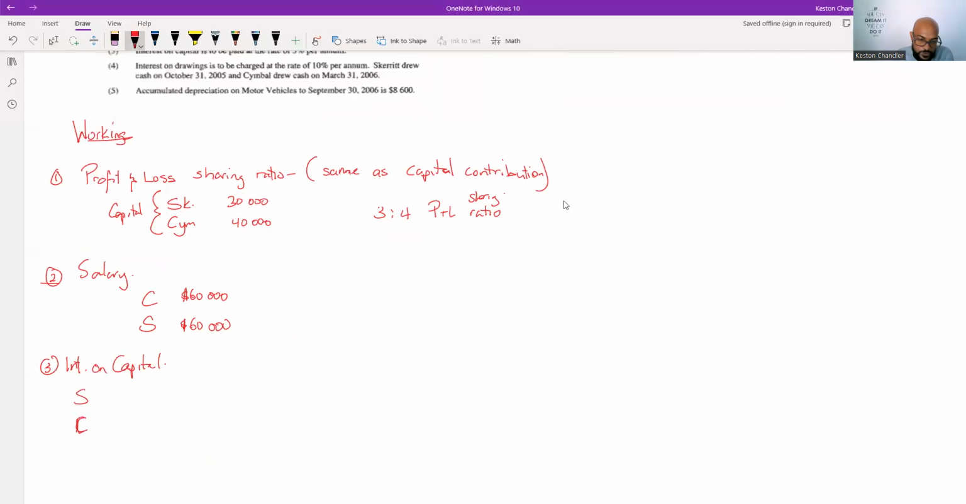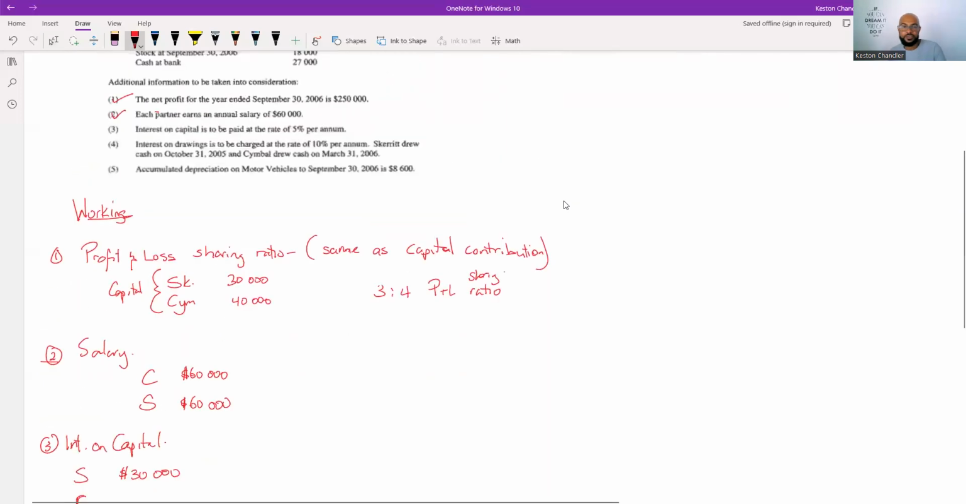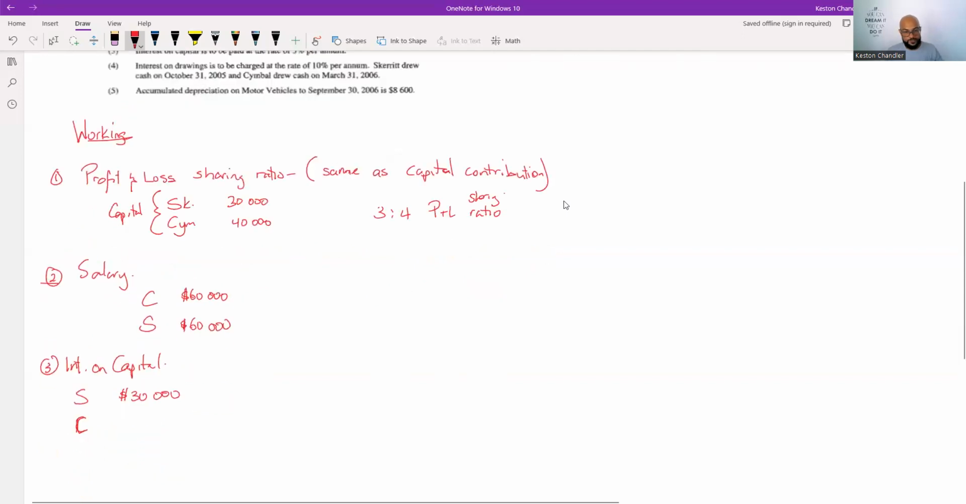Right, the capital for Skeritt is 30,000. How much did you say it is? What percentage? 5%. So I just put a dash and put 5% per annum, so I don't forget. And this other guy is 40,000. Right, multiply by 5%. This will be 1,500.